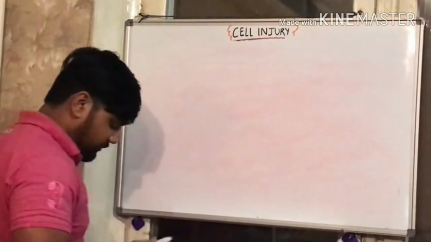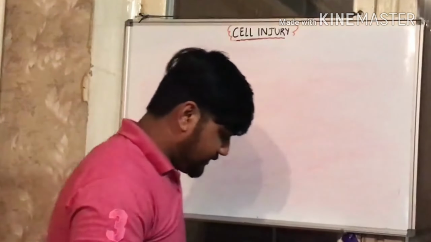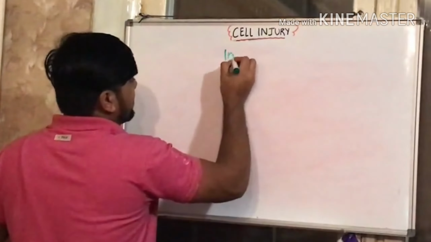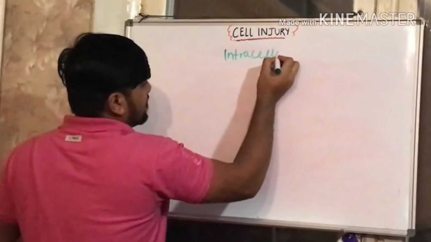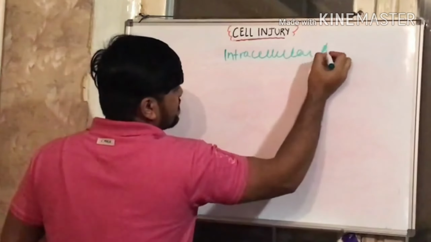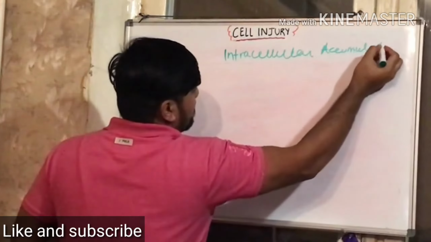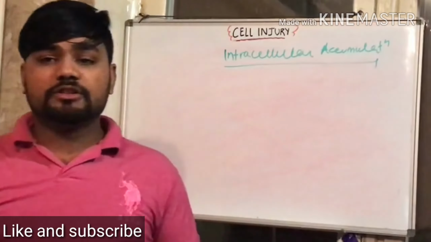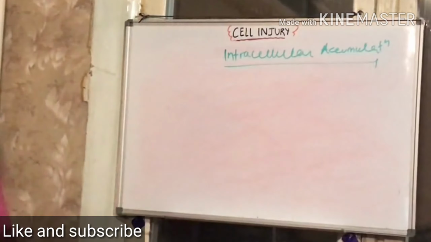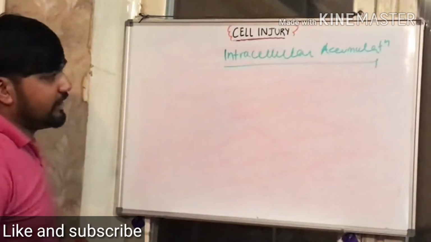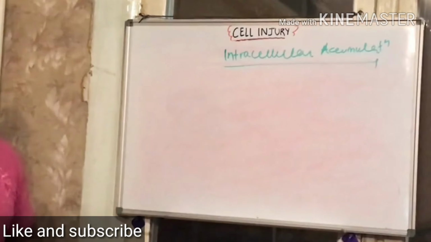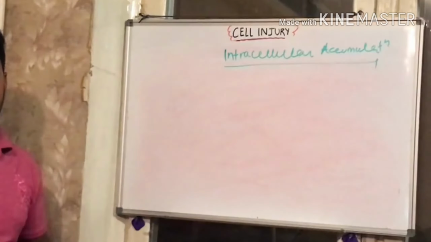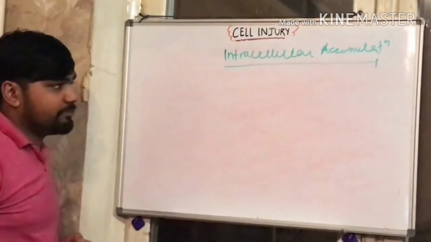Now we will study one more topic that is also important and more of a mugging up kind of topic, that is intracellular accumulation. Okay, what is intracellular accumulation? Accumulation of things like protein, lipid, calcium or any pigment is known as intracellular accumulation. So you can write down the definition: accumulation of things like protein, lipid, calcium and other pigments is known as intracellular accumulation. Okay, now we will read step by step.